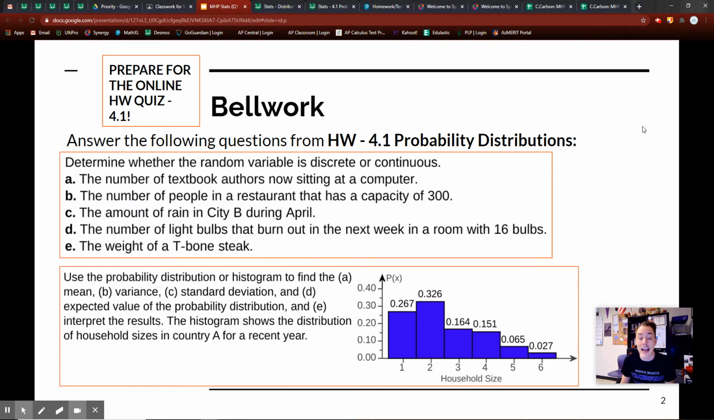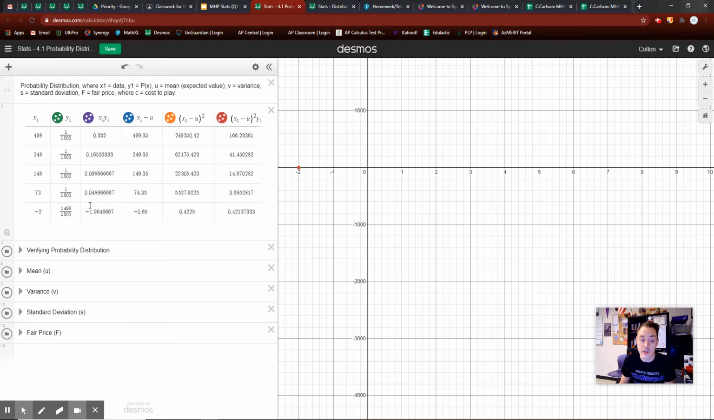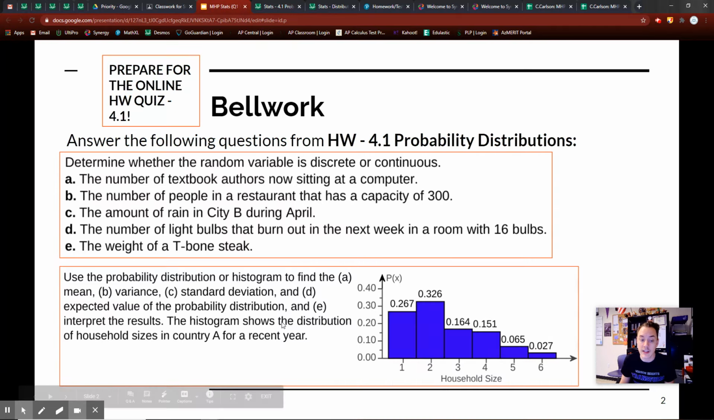The second one, I am going to be using the probability distribution list that I showed you yesterday during the video. I will be using that during the second question. But this first question, let's get started because this first question, we don't need anything. We don't need any calculator.